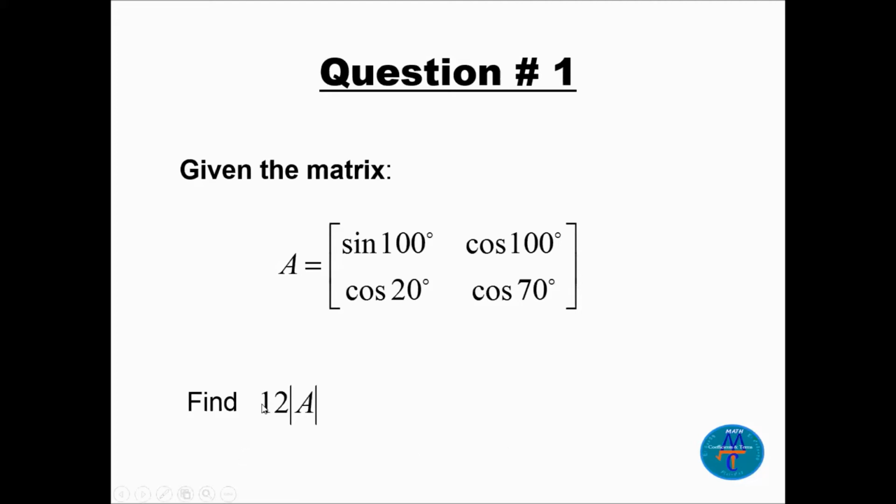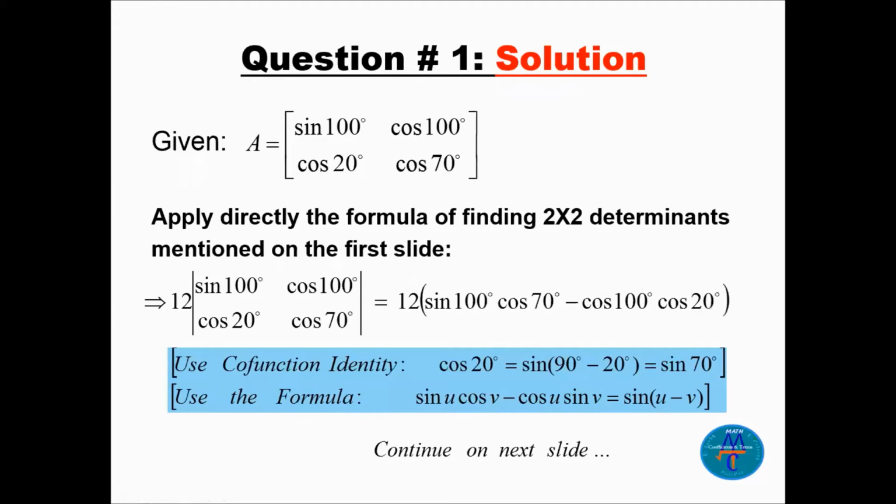So here we need 12 determinant of A. So easily we can find determinant of A by the formula I have shown you and then multiply by 12. So to start here, apply directly the formula of finding 2 by 2 determinants. So it will be 12, this is from the given outside, sine 100 times cosine 70 minus cosine 100 times cosine 20. Now here we see there is no formula like this in trig functions. Sine, cosine, cosine, cosine. So we have to use some formulas there.